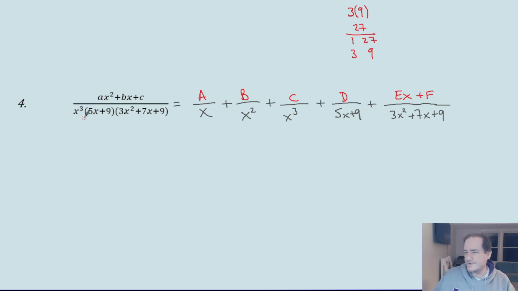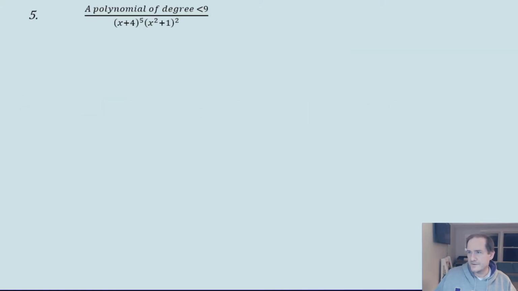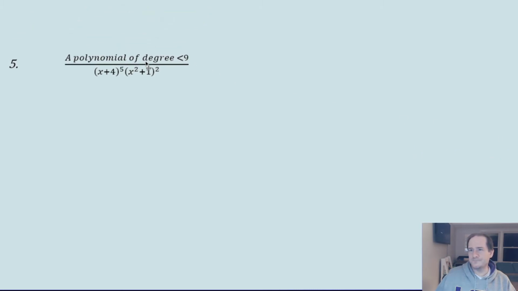So there you go. This is a really good thing for you guys to see. We've got the repeated linears. We've got an irreducible quadratic. This has a little bit of everything. Next. Alright, so this one's kind of annoying. We've got repeated linear factors, and 5 of them. Then we've got repeated quadratic factors, 2 of them. So you guys should be expecting a grand total of 7 fractions here.